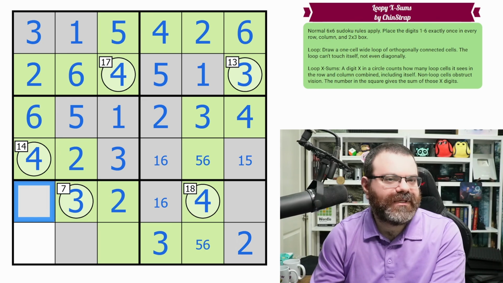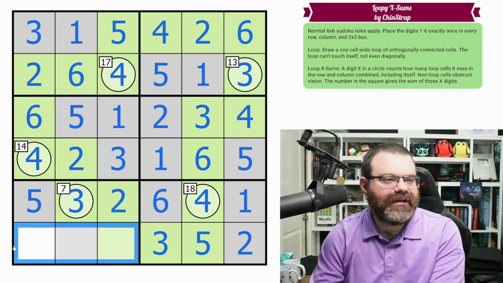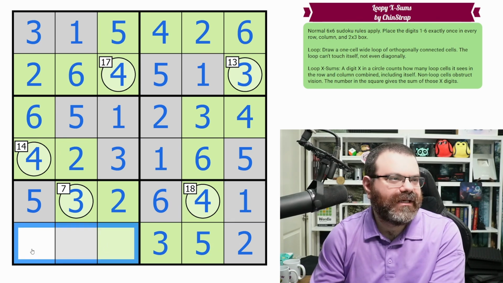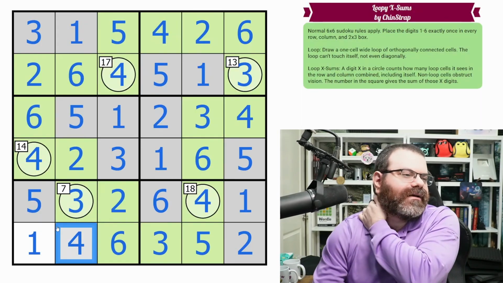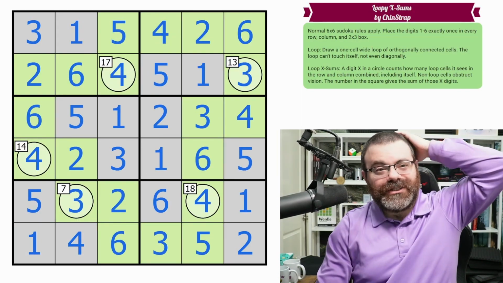This is 5 or 6, can't be 6, so that's 5. Those are both 5. That's a 6, 1, and 6, that's a 5. We get our 1 down here. Down here we need 1, 4, and 6. So the 6 goes here, 1 goes there, the 4 goes there. Oh, and I should definitely gray this out. Okay. Nice. Cool puzzle, Chinstrap.